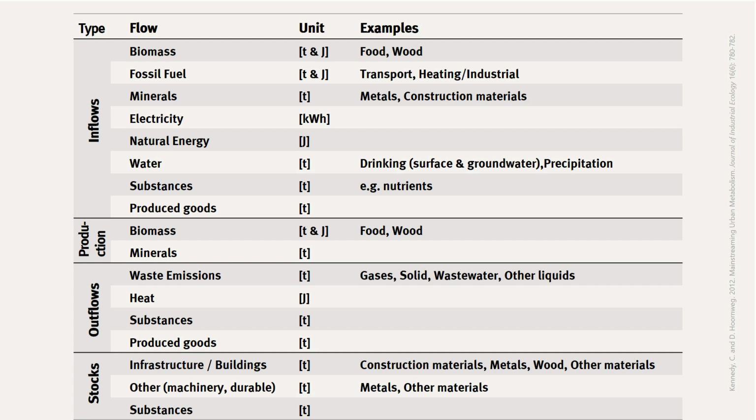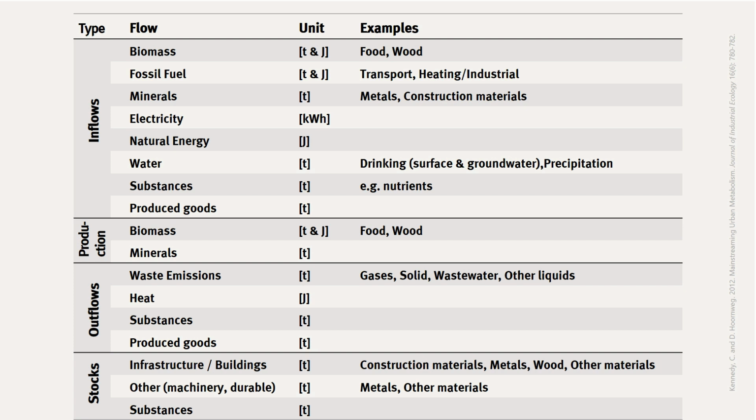Kennedy and Hoornweg proposed here a set of flows that could or should be assessed when describing an urban metabolism. Similarly to the previous figure, it proposes to include a number of flows that enter, are locally produced, are stocked in the territory, or exit the city. For example, to describe the biomass flows entering your city, you can provide the amount of food or wood imported in the city measured in tons or joules.